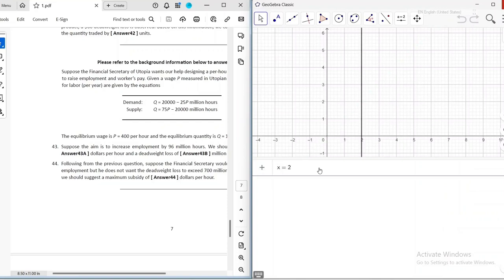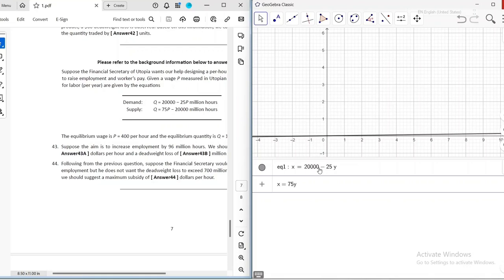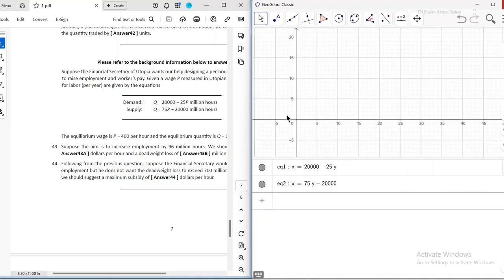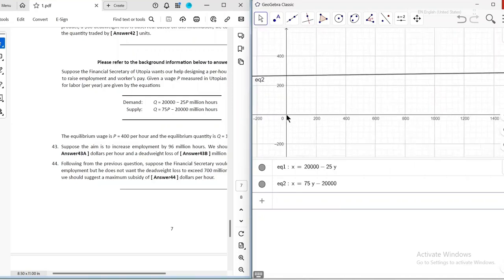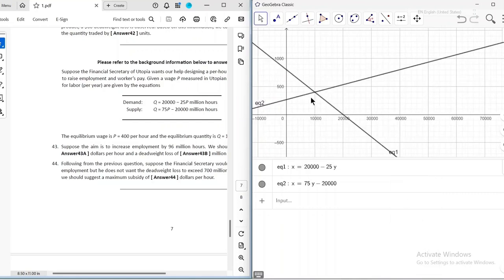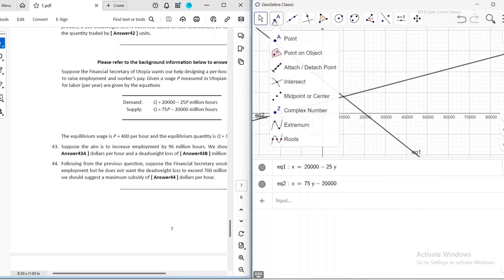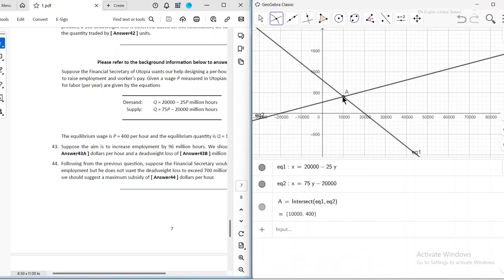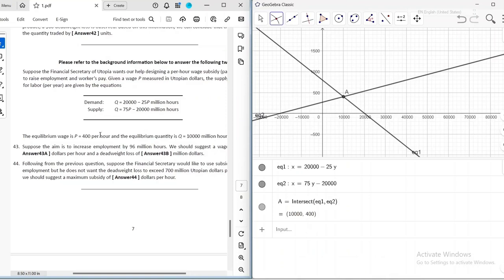So the demand relation is 20,000 minus 25y, and the supply relation is x equals 75y minus 20,000. So let's see where these curves are. Now let me change the aspect ratio so that the curve looks nicer. Okay, you can see it looks nicer now. This is the intersection point, the equilibrium. As you can see in the question, the equilibrium point is given, and you can match this with this answer. This is 400 and this is 10,000.